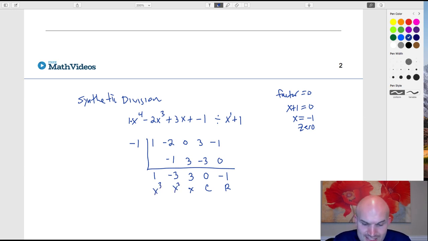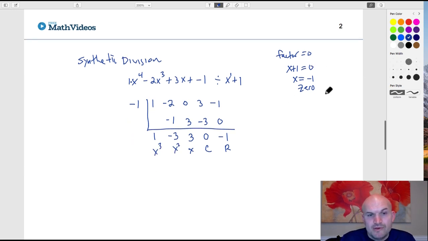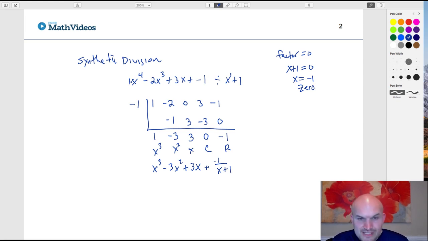If we wanted to write this as a quotient with the remainder, we'd write x cubed minus 3x squared plus 3x. There's no constant here. And then minus 1 over your divisor, or you could do plus -1 over your divisor, which is x plus 1. So that's how we would write it as a quotient. Obviously, if the remainder was 0, then that would mean it's a factor. And then we could set all the factors equal to 0, and therefore find all the zeros, which is one of the main practices that we had there.